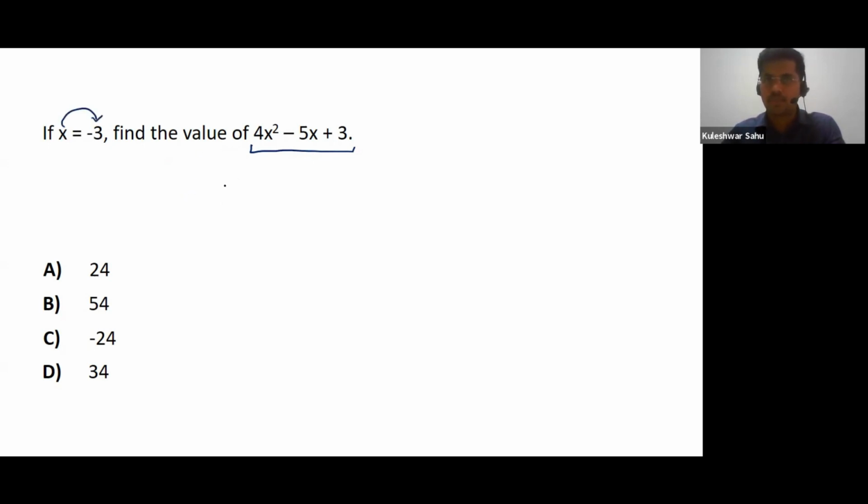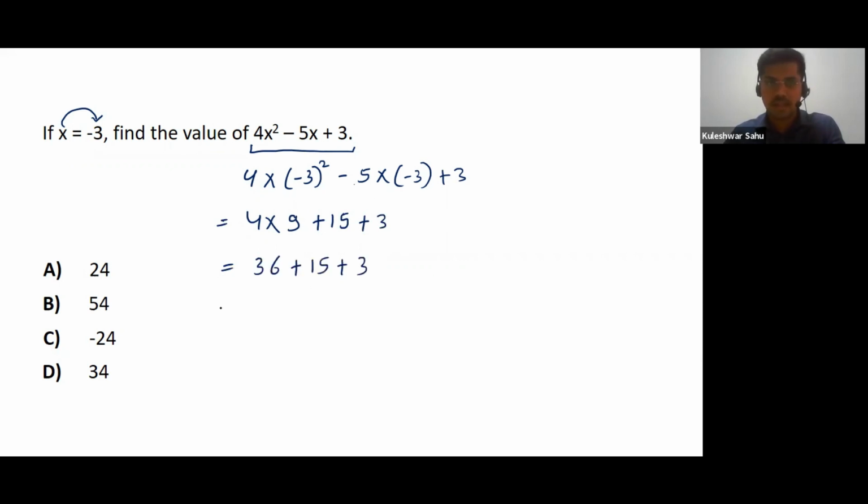So let's put the value of minus 3 in this expression. 4 into minus 3 square minus 5 into minus 3 plus 3. 4 into minus 3 square will be 9, minus 5 and minus 3 will be plus 15 and plus 3. So it is going to be 9 4s are 36 plus 15 plus 3. 36 plus 15 plus 3 is equal to 54. Hence, answer will be option B.